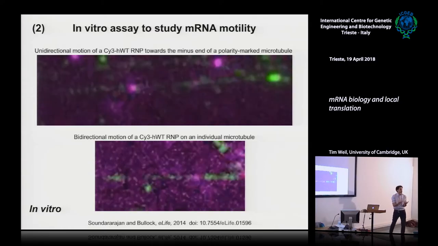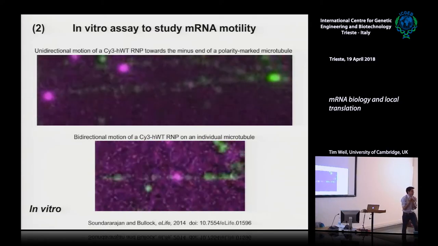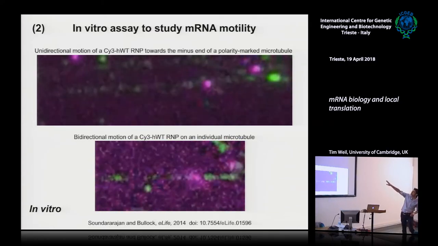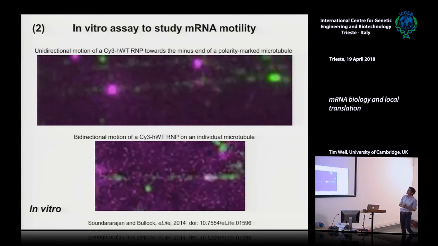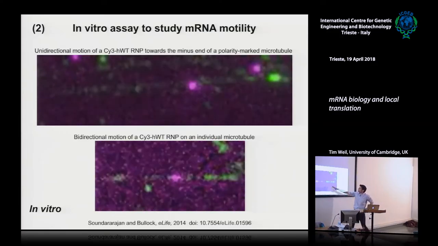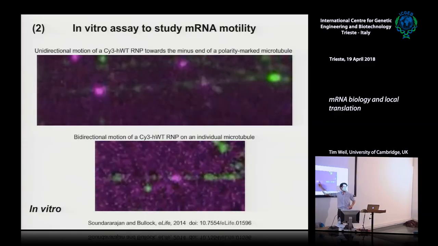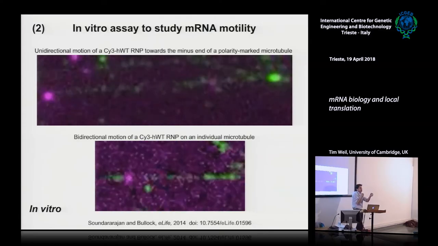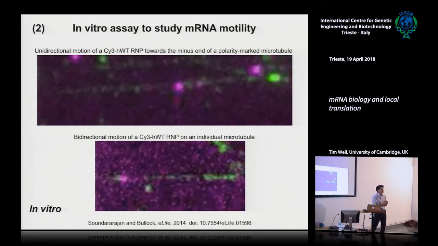So these are fluorescent RNA moving on a motor along a microtubule. On the top, you can see really nice processivity in one direction along this microtubule. And you can also see bidirectional motion of a different RNA, looking very nicely at how these motors can process and move.